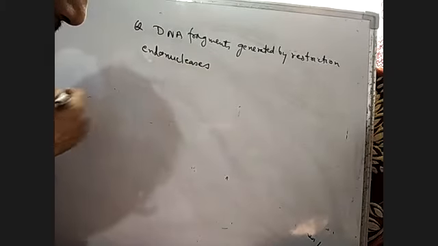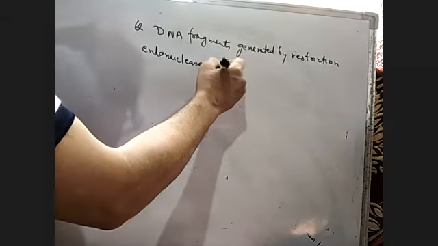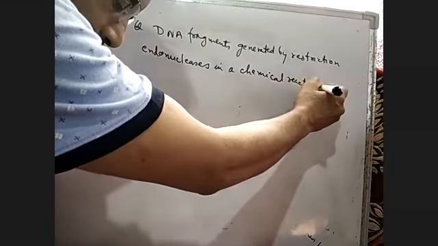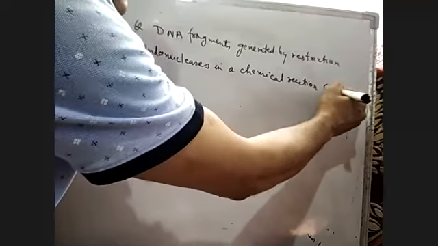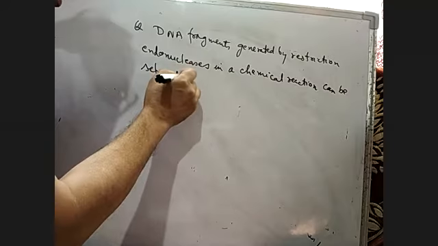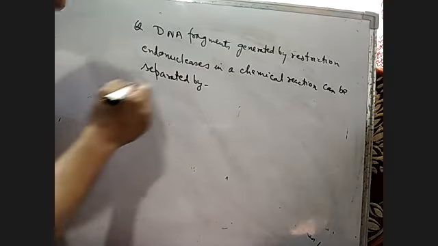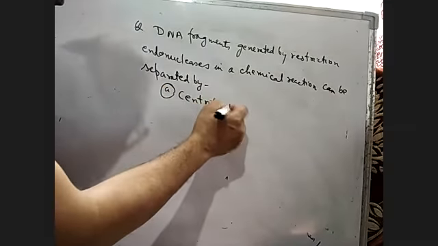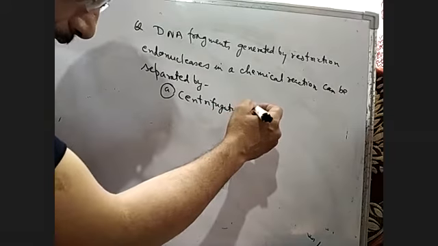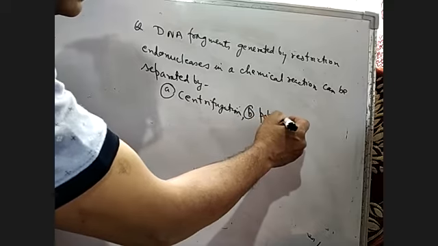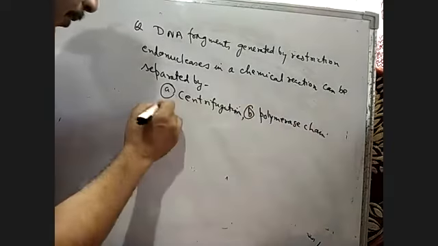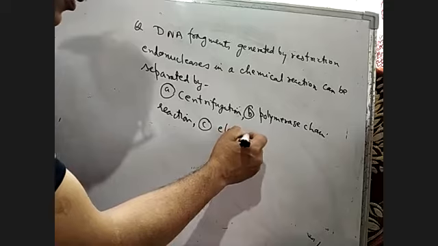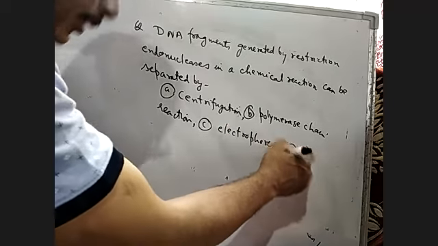in a chemical reaction can be separated by: number A, centrifugation; number B, polymerase chain reaction; number C, electrophoresis; number D, restriction mapping.